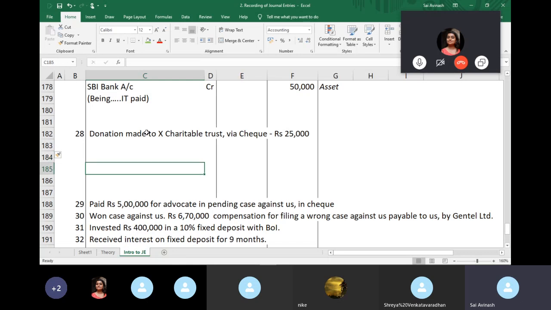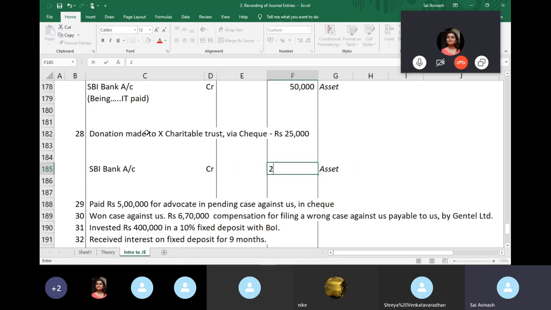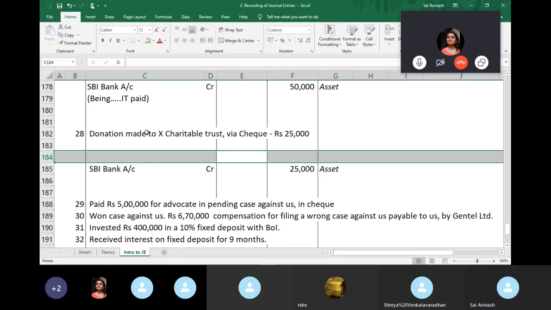So what do I know for sure? I know that my bank balance is going to reduce. So the SBI bank account, I know, is an asset, and it's going to reduce because I'm paying money. So when an asset reduces, it's credited. 25,000. I need to debit something in order to complete this transaction. I'm giving money, which means I have to debit. It makes sense for me to debit either an asset account or an expense account.